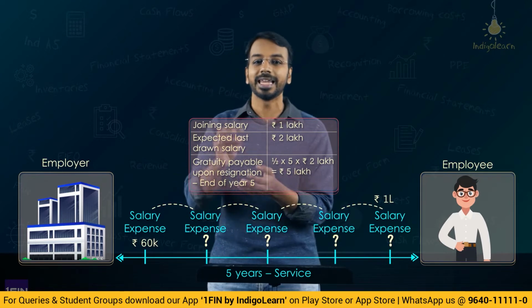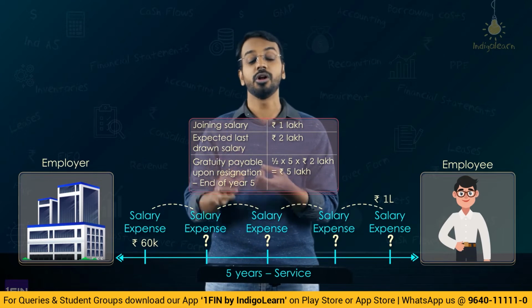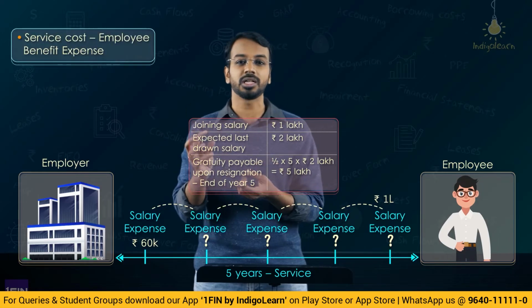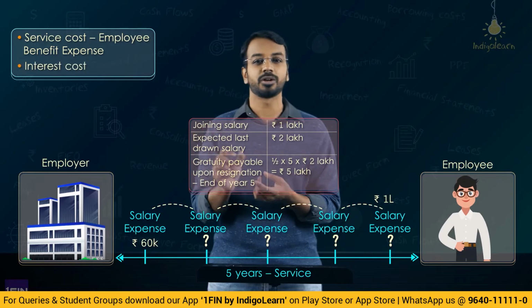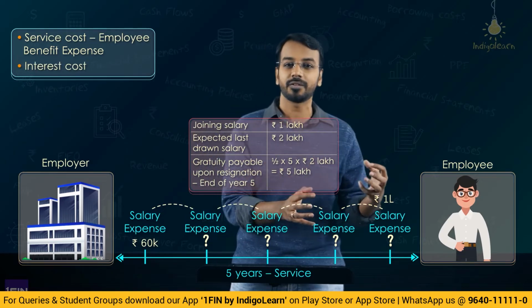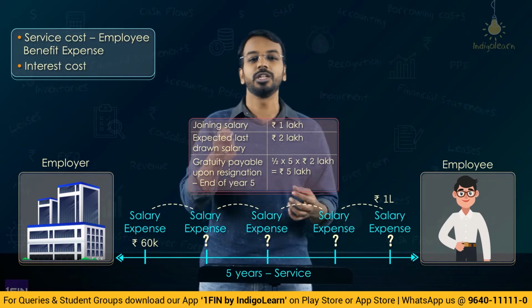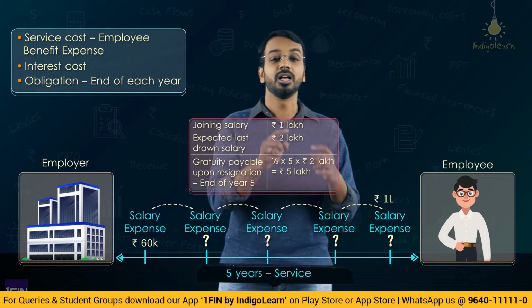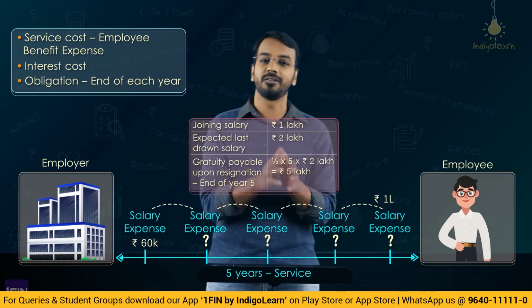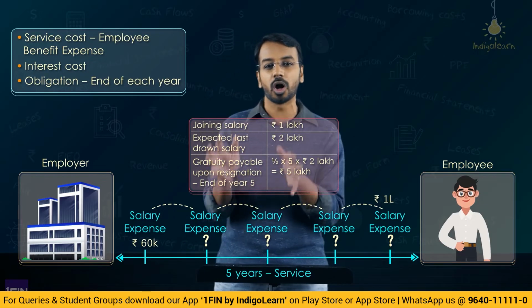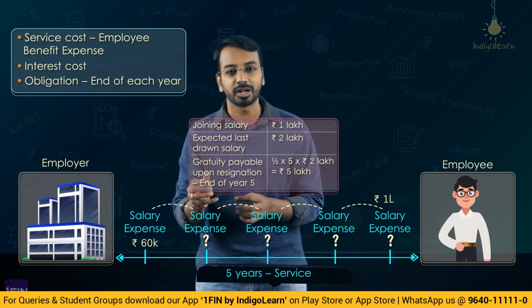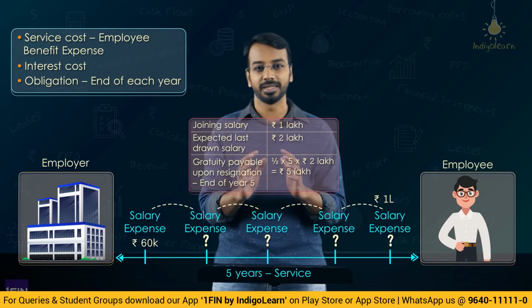So there will be an element of interest cost also. So you have an element of service cost, that is the employee benefit expense. Then we'll have an element of interest cost. Then we have this obligation at the end of year 5. At the end of each year also, we need to estimate what is the obligation on the employer for the services which the employee has already rendered, right? This is one aspect broadly which covers the recognition of expense and the liabilities.